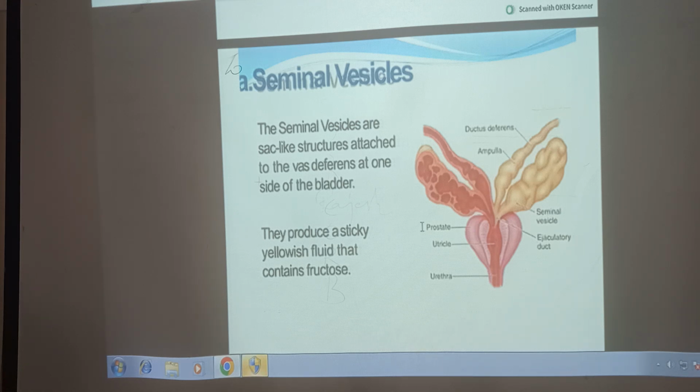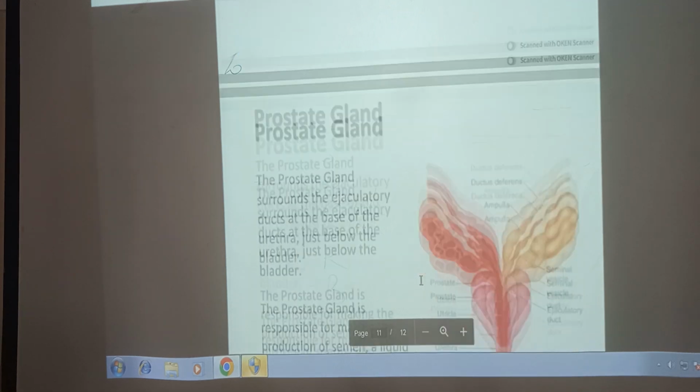Main important, seminal vesicles. Seminal vesicles are a pair of simple tubular glands present posterior and inferior to the urinary bladder in the pelvis. Each seminal vesicle opens into the corresponding vasa deferens, where the vasa deferens enters the prostate gland. The secretion of the seminal vesicles constitutes about 60% of the volume of seminal fluid. And after that, this is the main important role. Different elements are also present. And the next one is the prostate gland.